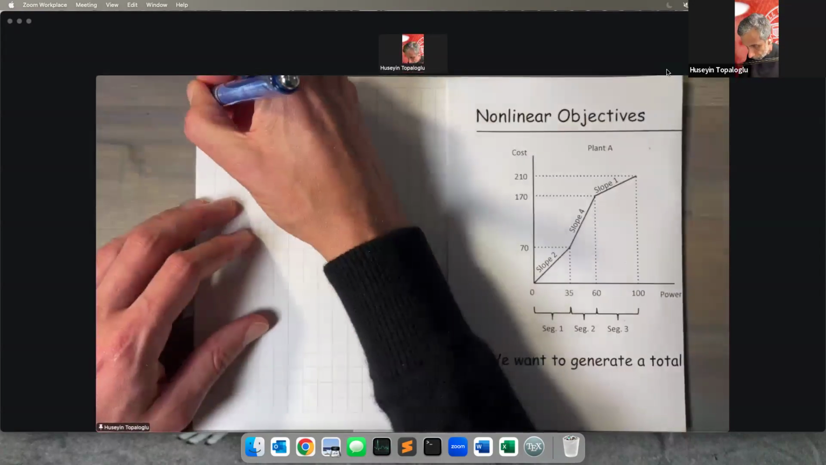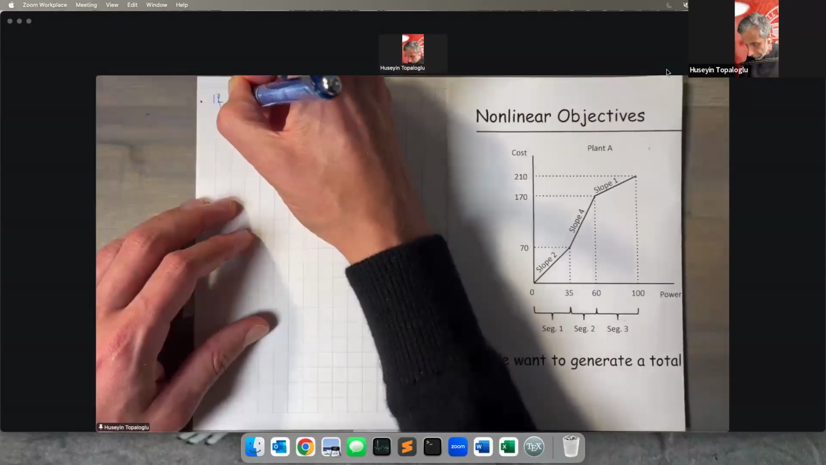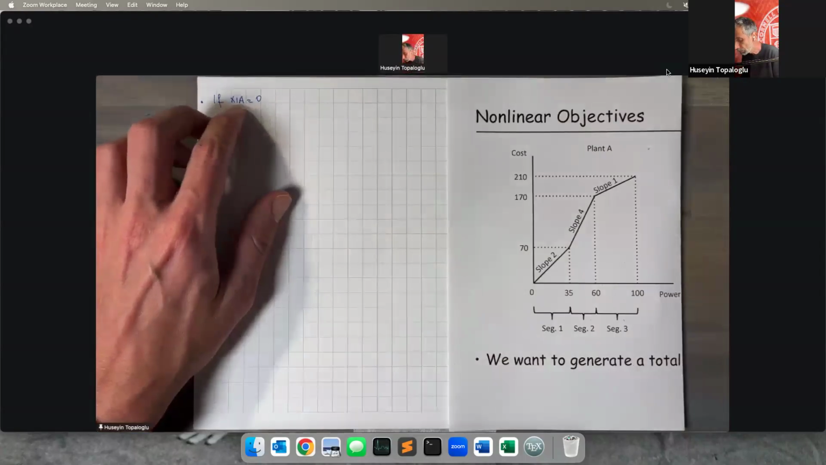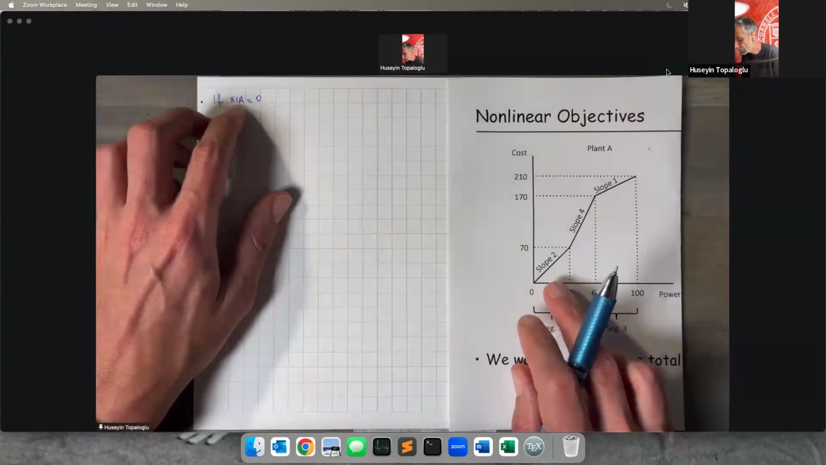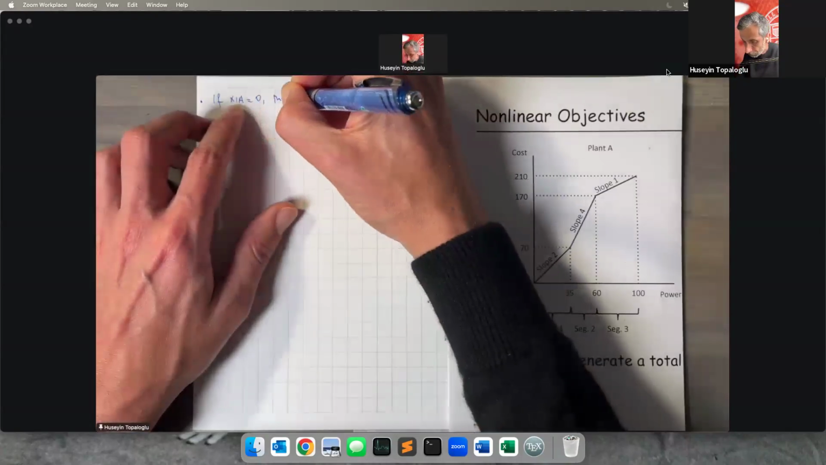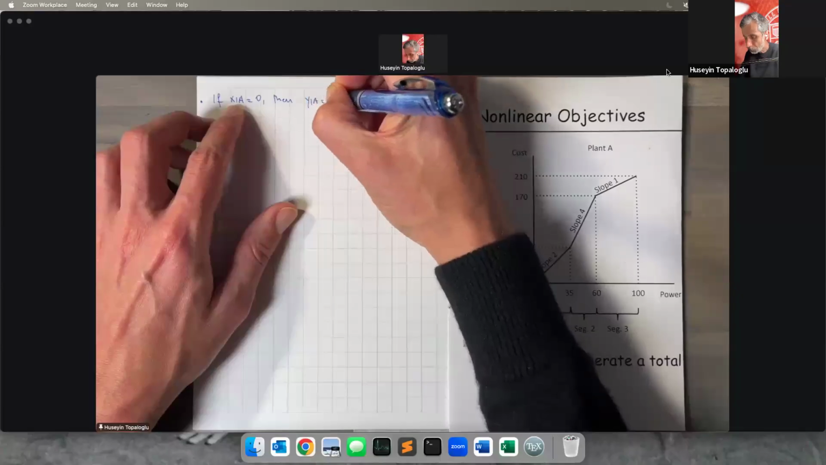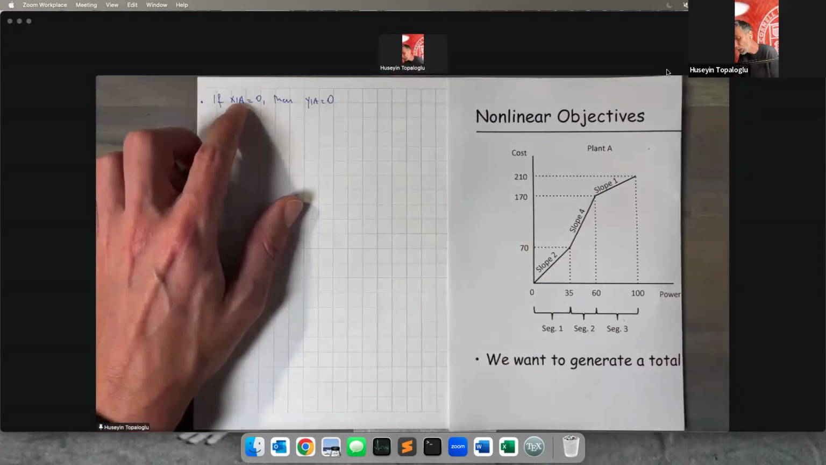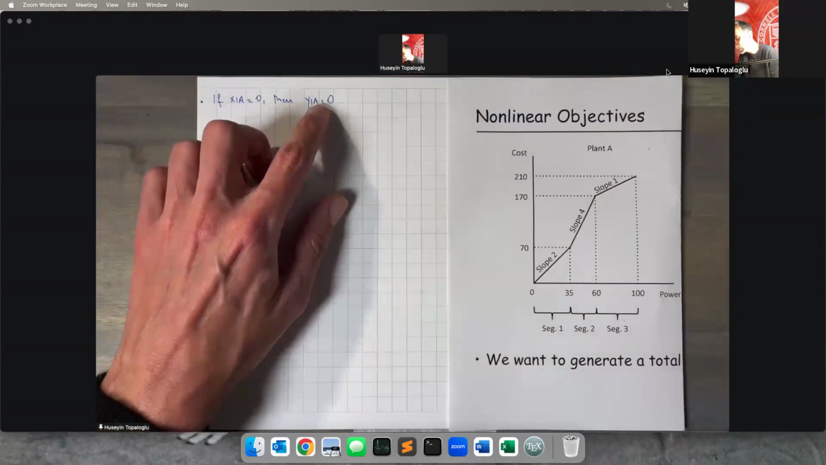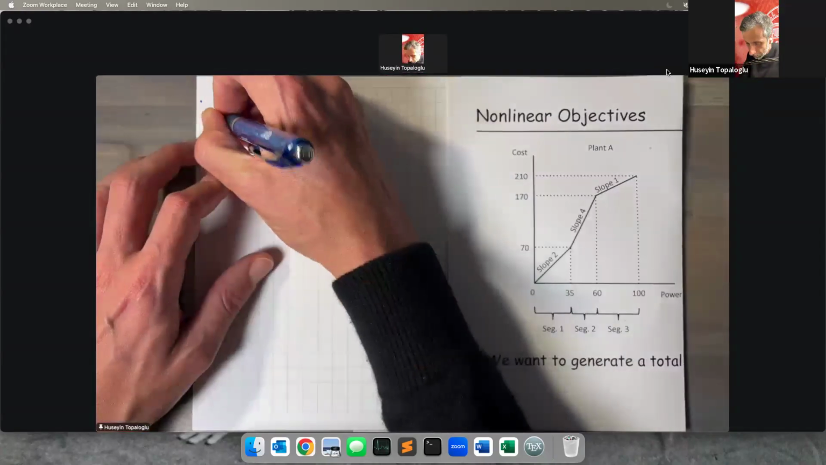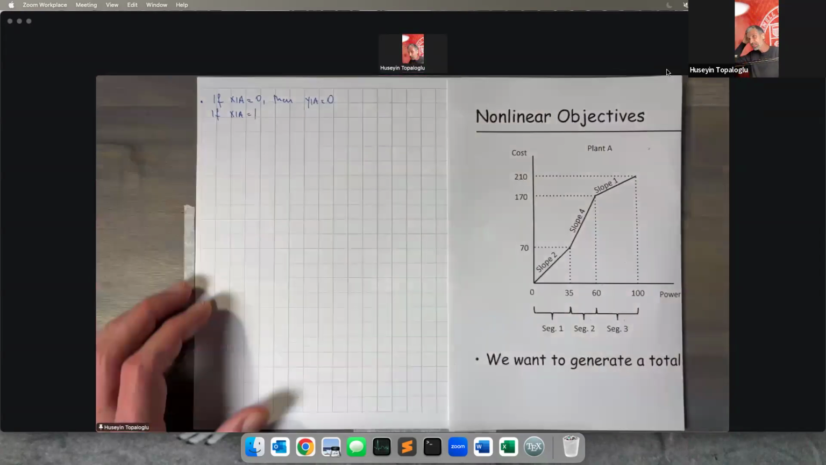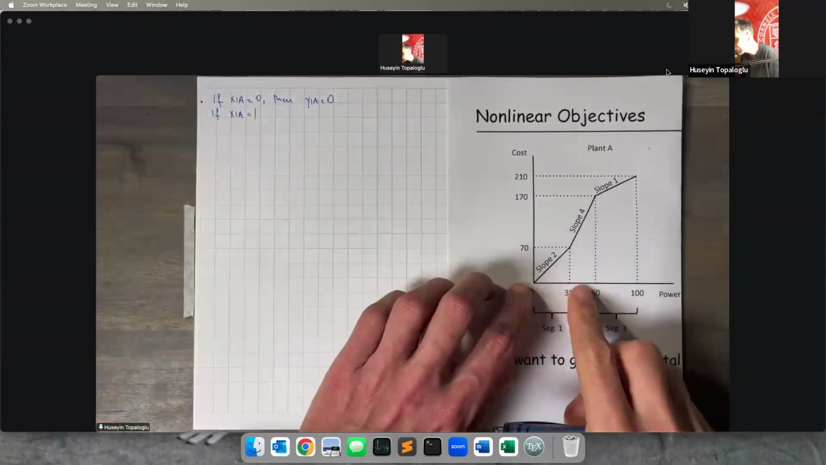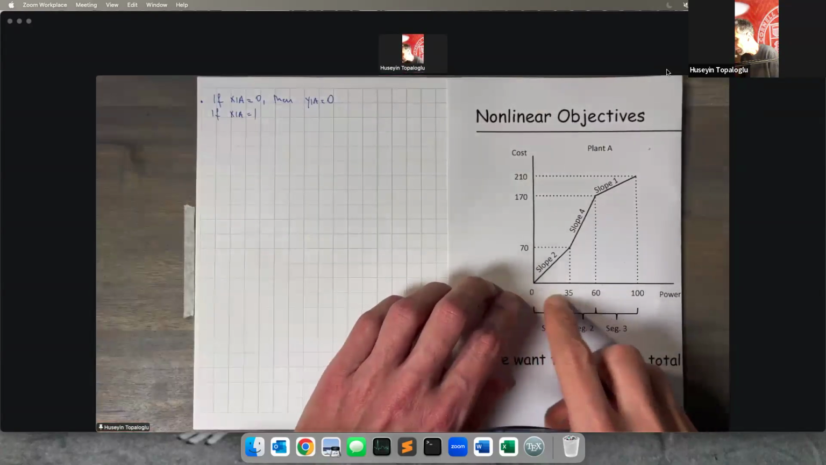So if X1A is equal to 0, if the generation in plant A doesn't utilize segment 1, then the amount of segment 1 that I utilize in plant A has to be 0. If X1A is equal to 0, meaning that the generation in plant A does not utilize segment 1, then the amount of utilization of segment 1 in plant A has to be equal to 0. On the other hand, if X1A is equal to 1, meaning that the generation in plant A utilizes segment 1, then the amount of segment 1 that I utilize in plant A has to be at most 35.